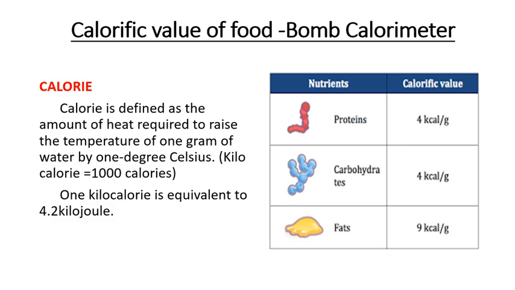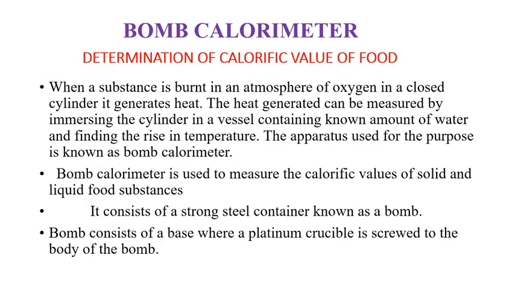So what are the calorific values of different known food materials, if you know? Proteins: per gram, they give 4 kilocalories of energy. Per gram of carbohydrate, we can get 4 kilocalories of energy. Per gram of fat, we can get 9 kilocalories of energy. So how can you determine the calorific value of a food?